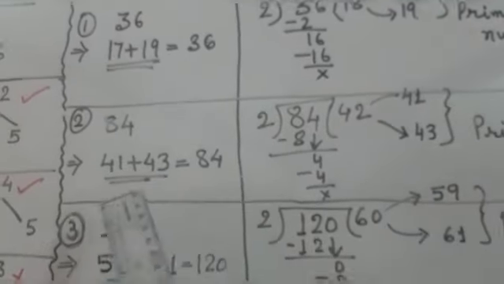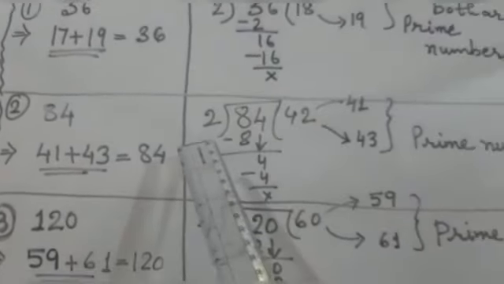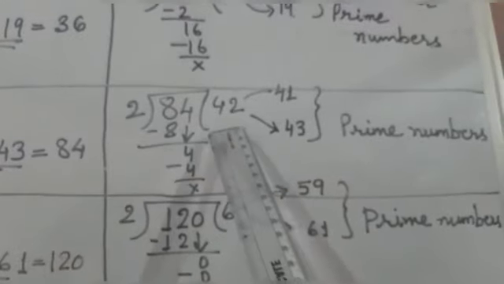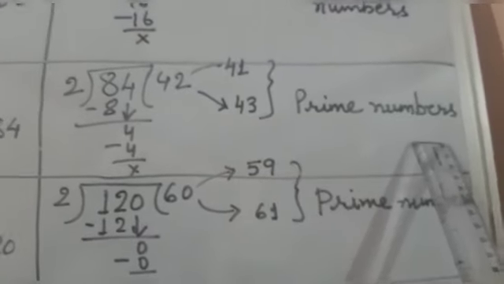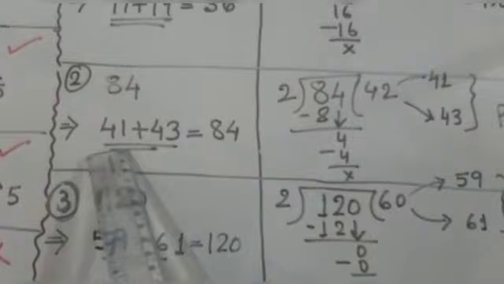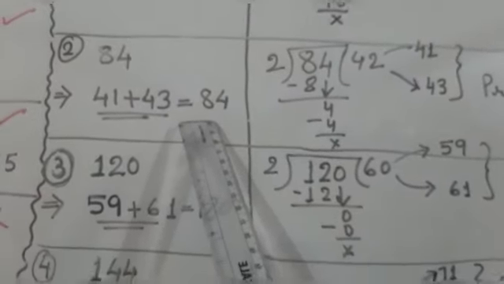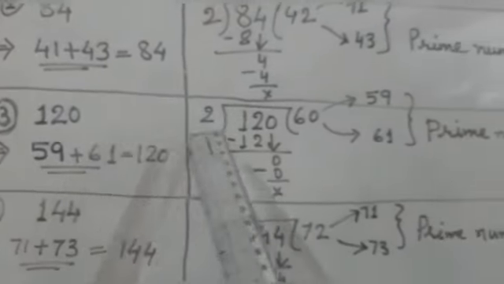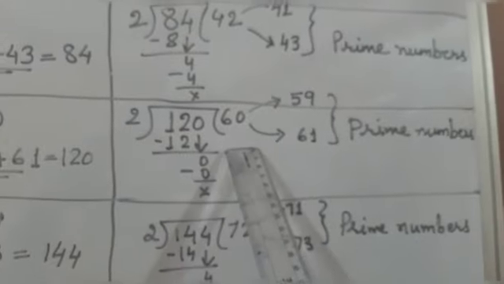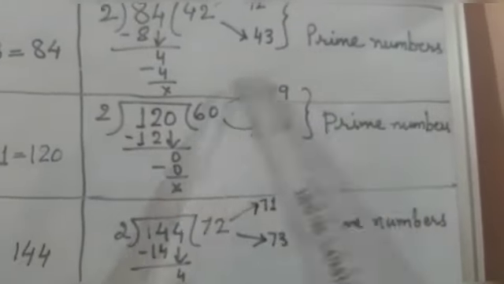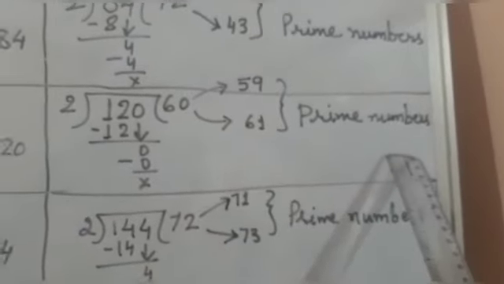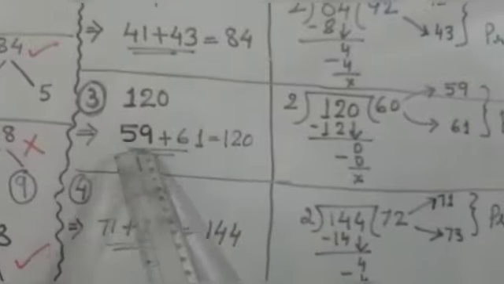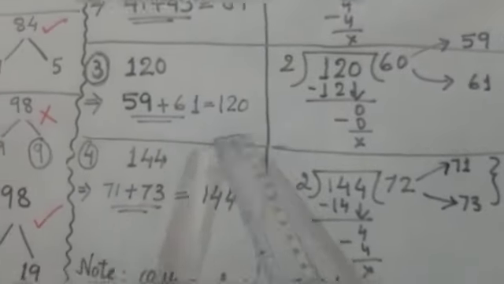Next, 84. Again, 84 is divided by 2. The quotient is 42. The numbers before and after 42 are 41 and 43. Both are prime numbers, and after adding 41 plus 43 we get 84. Next, 120 divided by 2. The quotient is 60. The numbers before and after 60 are 59 and 61. Both are prime numbers. So after adding 59 plus 61 we get 120.